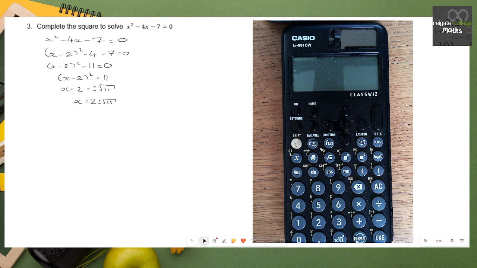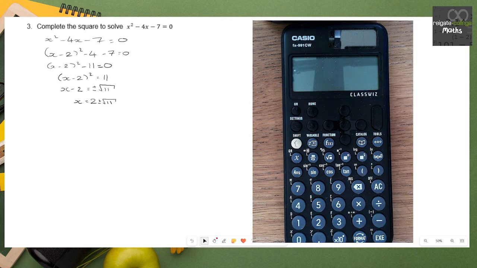Now the other thing you need to be able to do in this new A-level is use your calculator. And these calculators that they've designed for the past few years have functions for you to solve quadratic equations on them. I'm going to be demonstrating this using the FX991CW ClassWiz, which is the most recently released Casio. If you have an older Casio or a slightly different one, or you're using a graphics calculator, you can do the same thing, but the order of buttons and things might be slightly different.